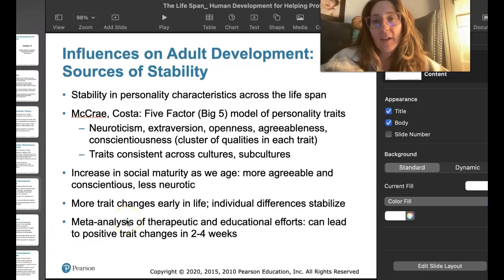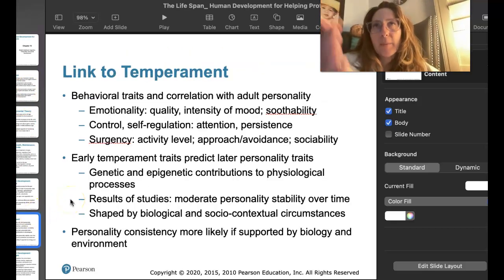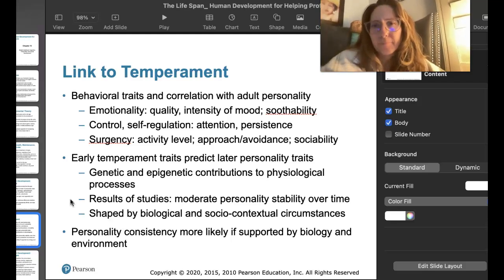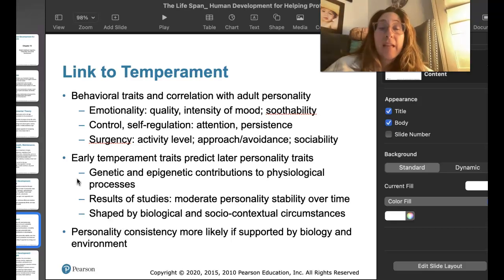There'll be individual differences amongst people. Those are the things that we will start to see as people age and are getting into more of an adulthood area. So, behavior traits in correlation with adult personality. Emotionality is the intensity of mood, how quickly we are able to calm down, control, and self-regulation. Then attention and persistence, surgency, activity level, approach, avoidance, sociability. Early temperament traits predict later personality traits.